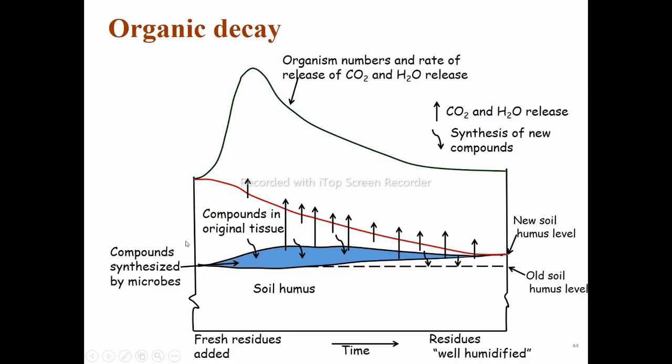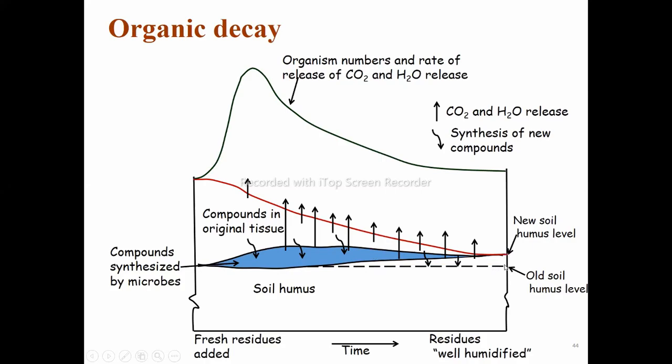At the meantime, here you can see when the organisms number increases, what will happen? The third reaction. What will happen? Production of humus compounds. They may be produced from the original plant tissues. At the meantime, they may be produced through the microorganisms as well. Understand that? Yes. So they may increase the compounds, and here you can see the new humus level may increase.